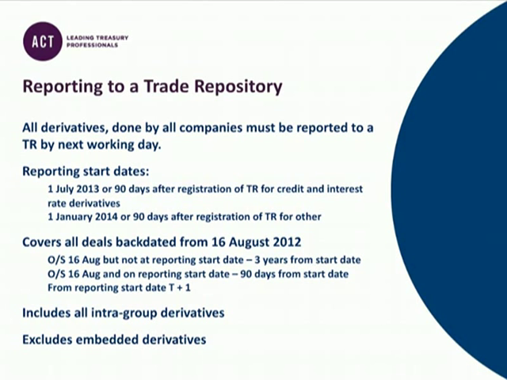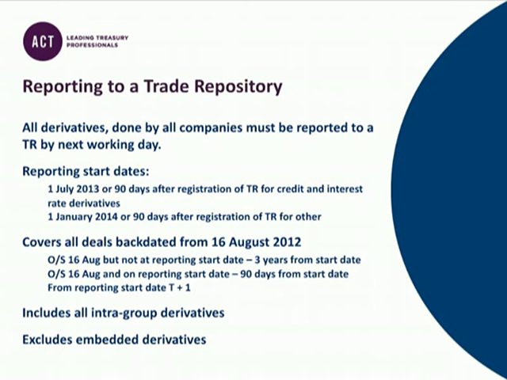The reporting can't start yet because these trade repositories haven't been registered and approved. So the reporting dates will start 90 days after they've been approved, or the 1st of July in the case of credit and interest rate derivatives. There's a later date for other derivatives.